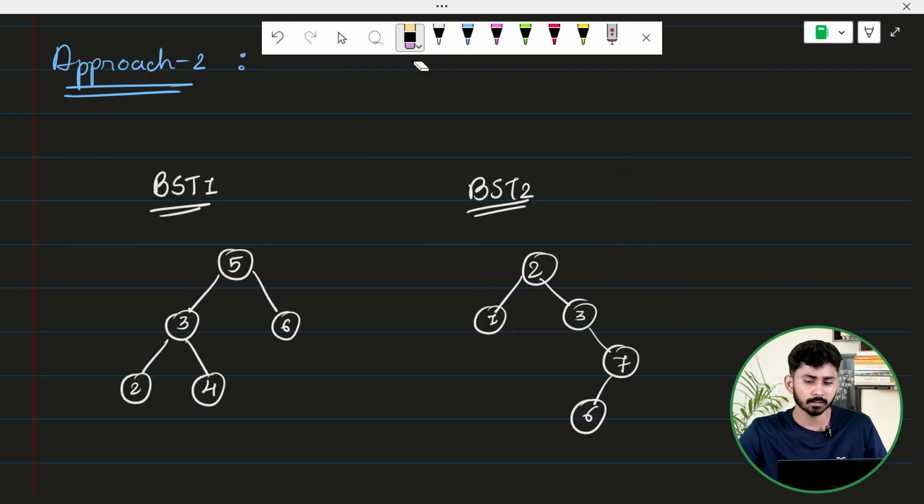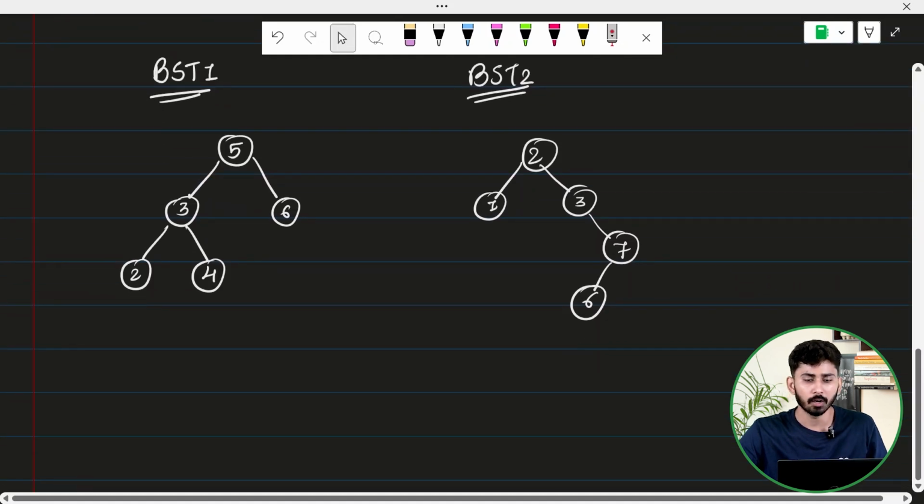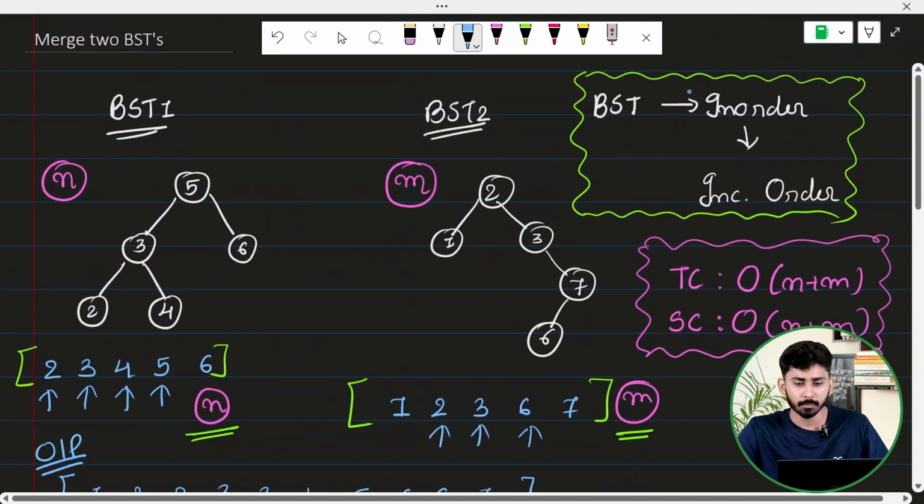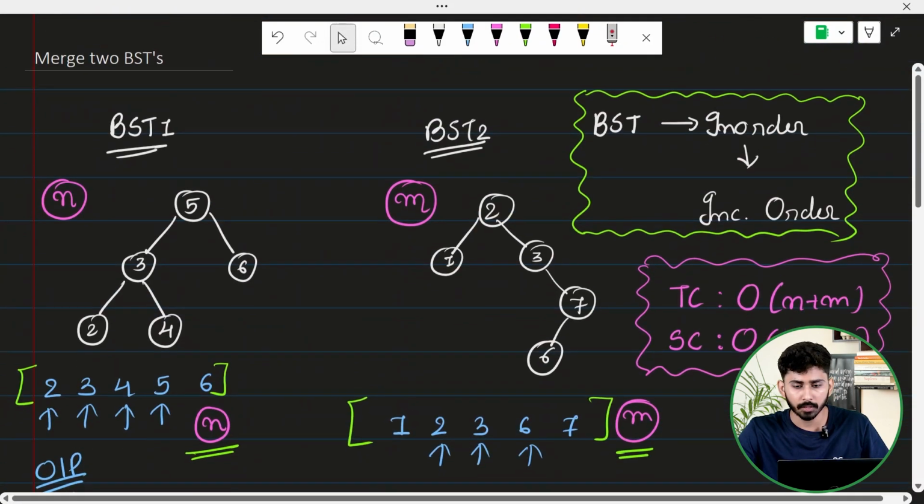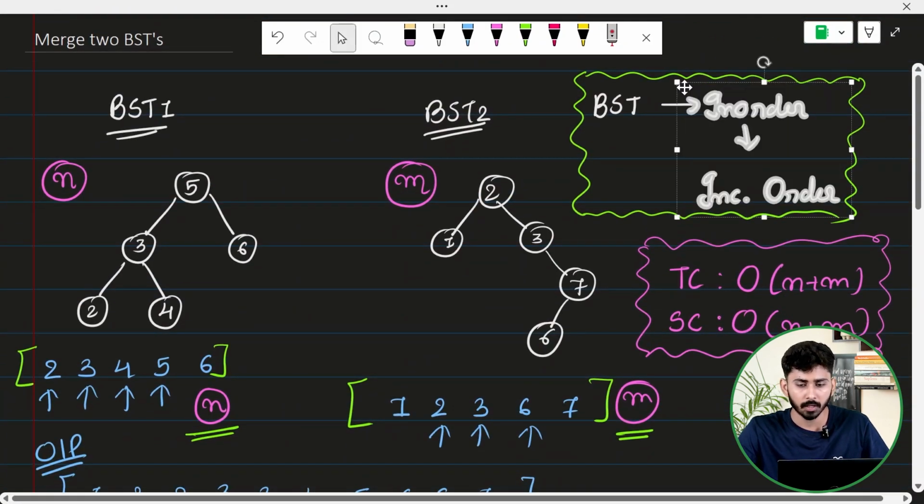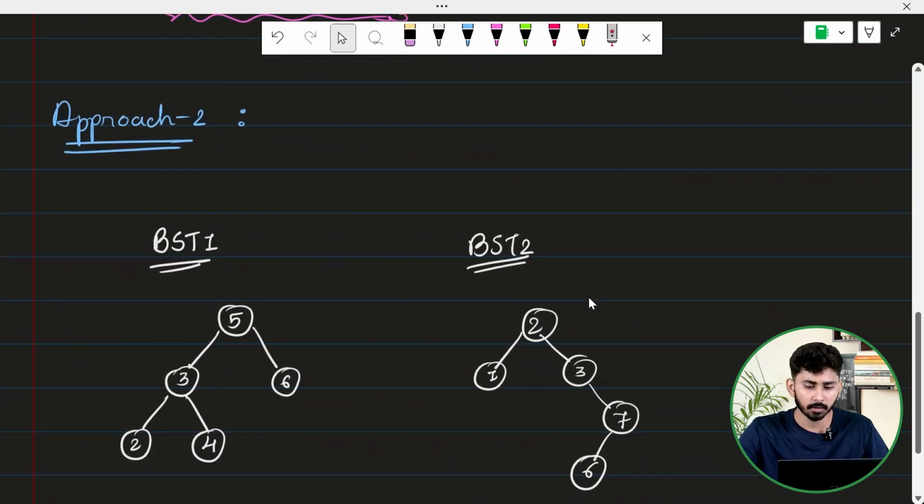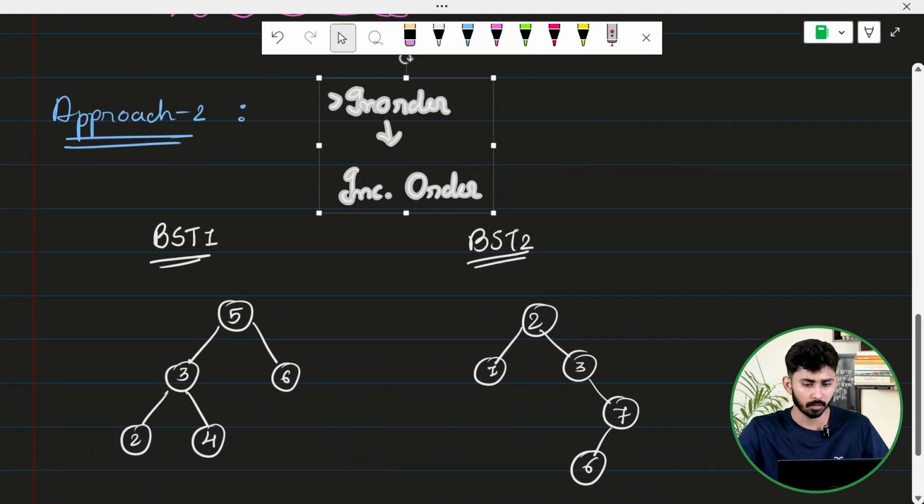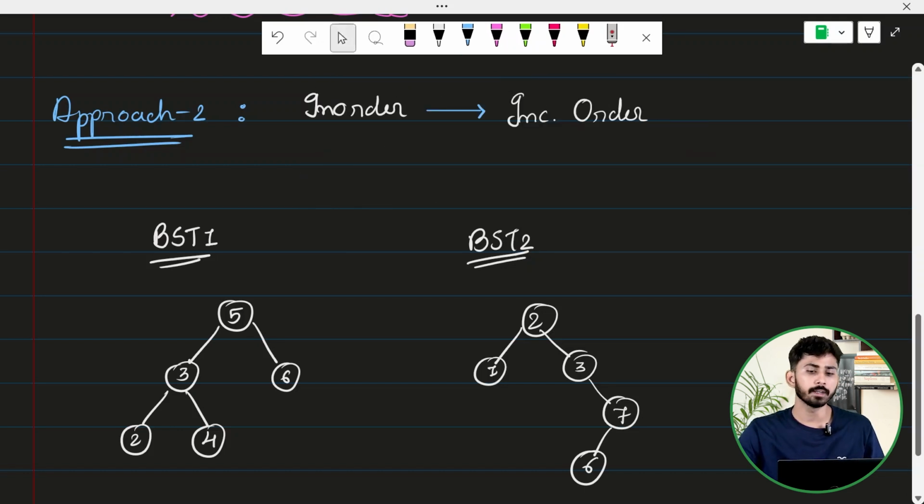Now what modifications, and how are we going to take advantage of in-order traversal? So let's see. We already saw that the in-order traversal of a BST will always be in increasing order. We saw this, right? This is the observation that we are aware of.